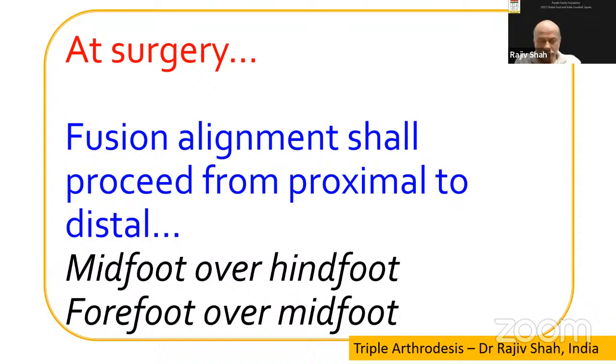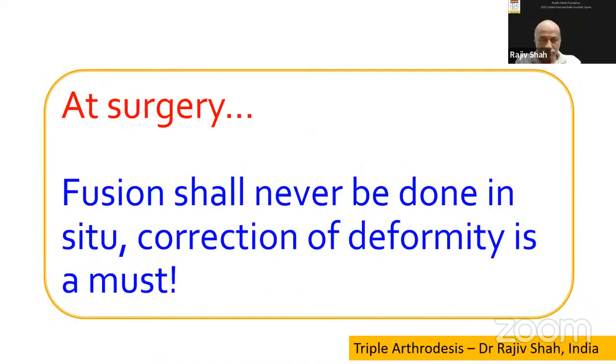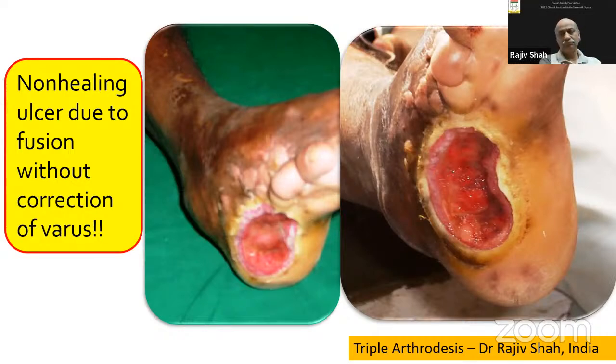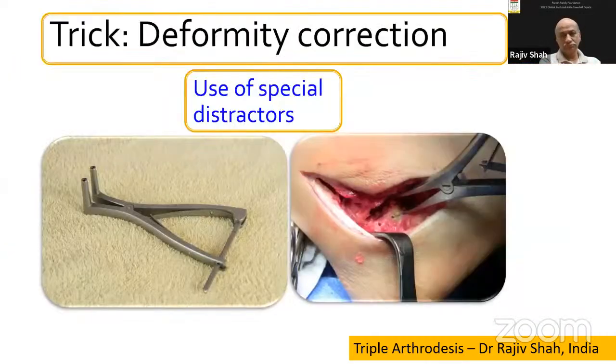So you do correction of midfoot over hindfoot, correct forefoot over midfoot. Fusion is never done in situ. Correction of deformity is a must. Look at this case. This patient had a non-healing ulcer of many years because of incorrectly done subtalar fusion, which was because of the varus positioning.